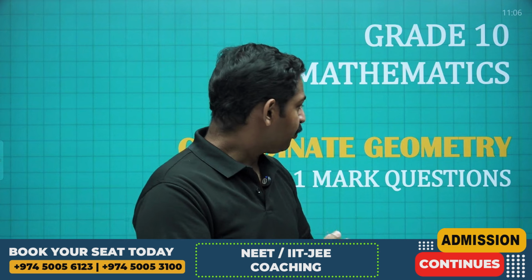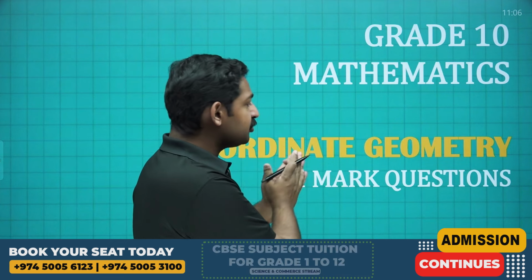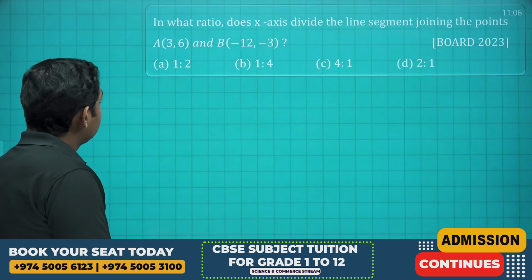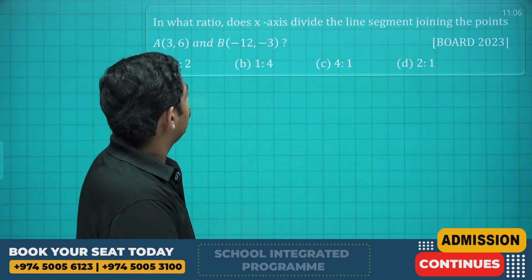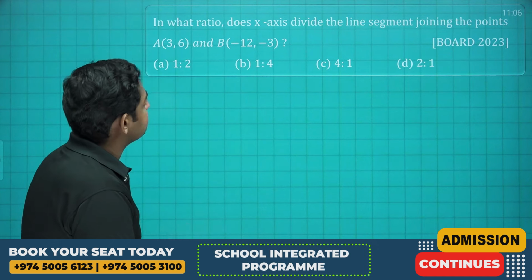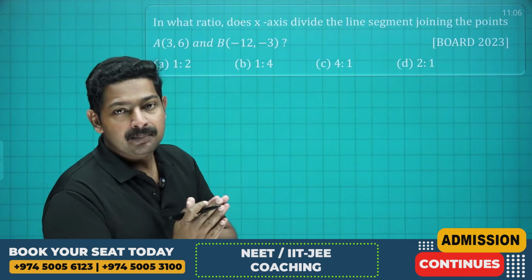So in this video we are going to discuss the PYQ questions, the 1 mark questions of the chapter coordinate geometry. Okay, so we can start with the first question. So here you can see, in what ratio does the x-axis divide the line segment joining the points A (3, 6) and B (-12, -3)?